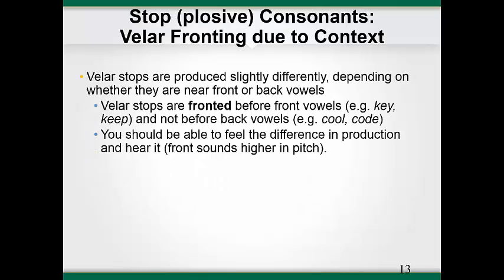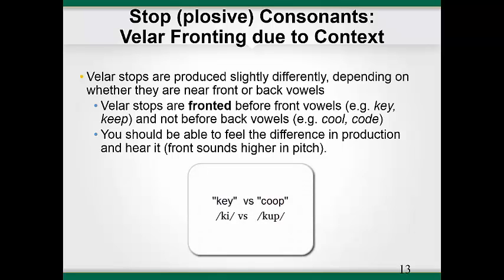Sometimes the position of a stop can change slightly depending on the articulation of the surrounding sounds. Velar stops in particular can be noticeably different in their pronunciation depending on whether they are produced preceding front vowels or back vowels. Listen to the difference in the words key versus coop. Here are just the initial phonemes themselves, k versus k. Pause the recording and try feeling the position of your lips and tongue as you first say the k in the word key versus in the word coop.